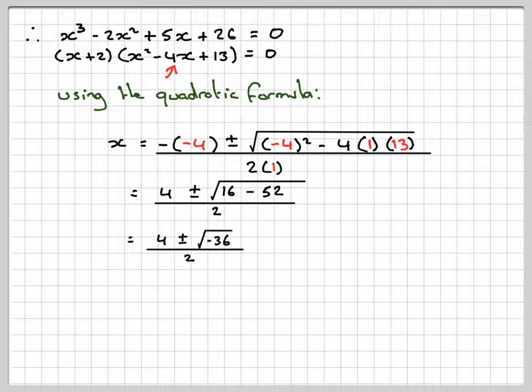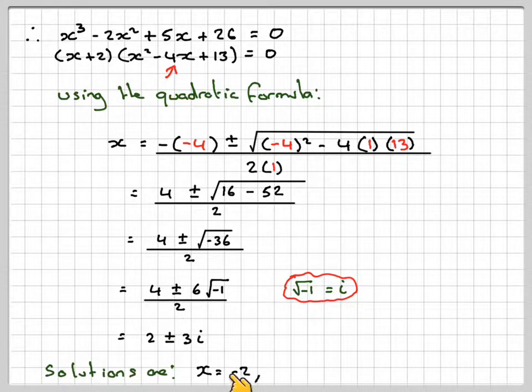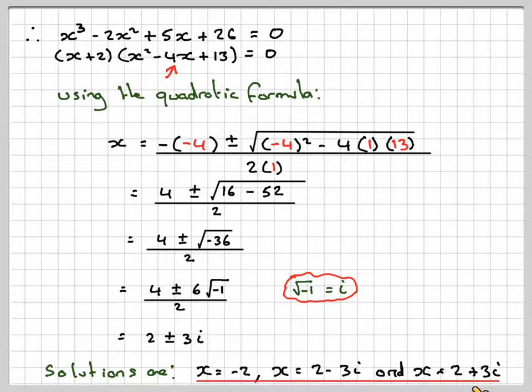So it's going to give me 4 plus or minus the square root of minus 36, divided by 2, which is going to give me 4 plus or minus, square root of 36 is 6, times the square root of minus 1. Now the square root of minus 1 is i, so we're going to get 4 plus or minus 6i over 2, but 2 goes into 4 and 6, so we end up with 2 plus or minus 3i. So our solutions are x is equal to minus 2, x is equal to 2 minus 3i, and x is equal to 2 plus 3i. Notice these two are conjugates of each other, which was to be expected.